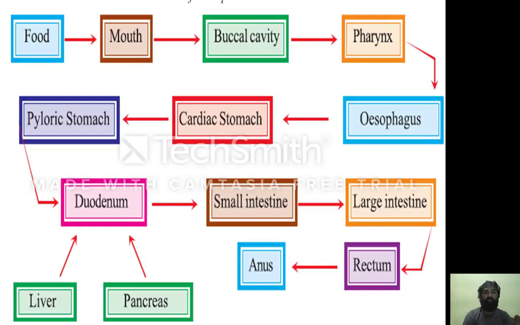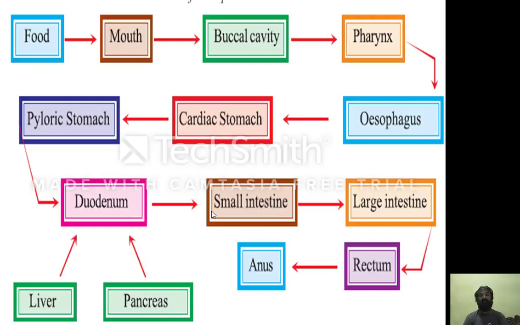After the duodenum, the food enters the small intestine. In the small intestine, the intestinal glands release intestinal juice, which is also called succus entericus. Succus entericus mainly contains two enzymes: peptidase and sucrase. Peptidase converts peptides into amino acids and sucrase converts sucrose into glucose.